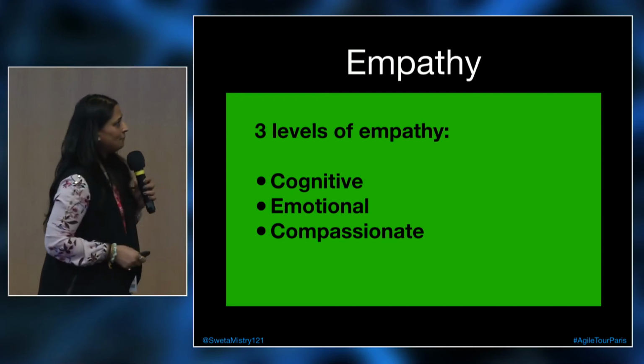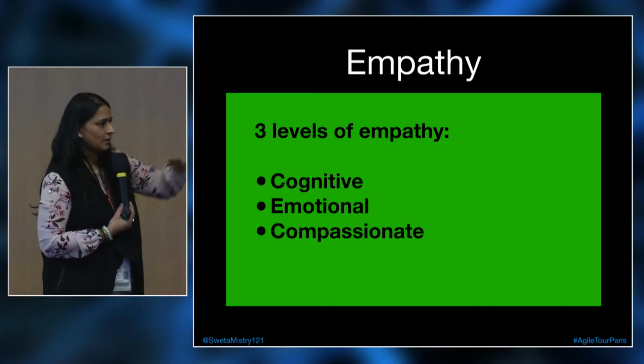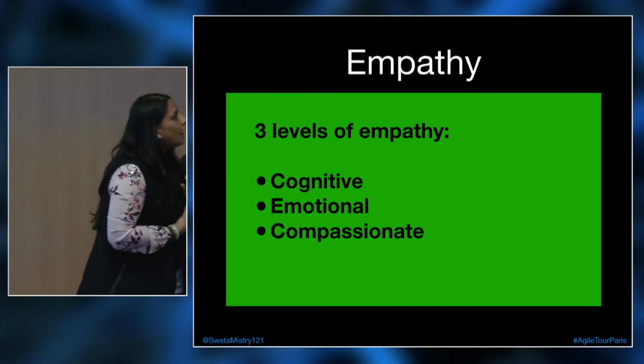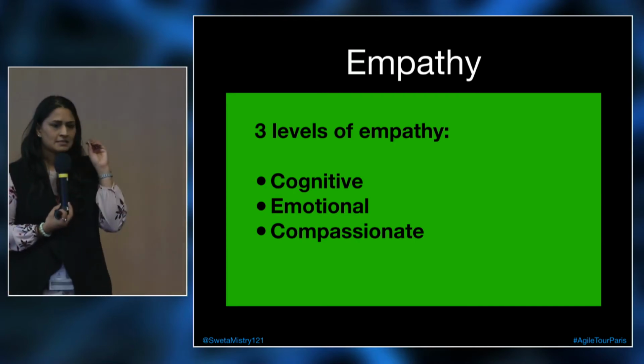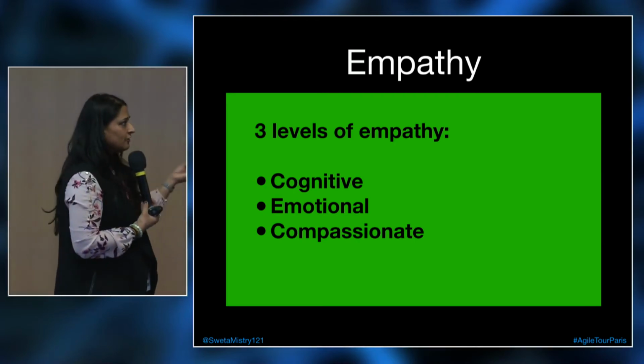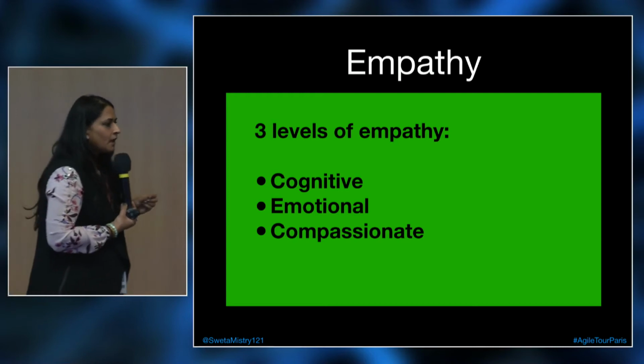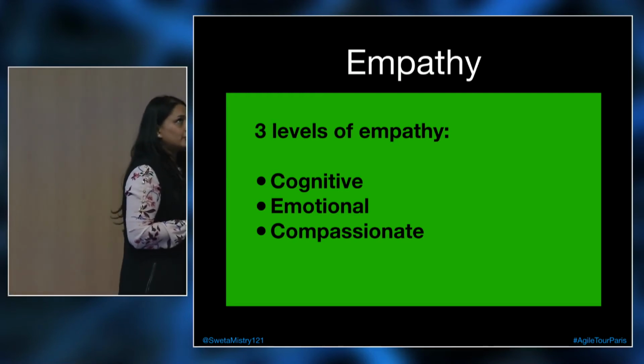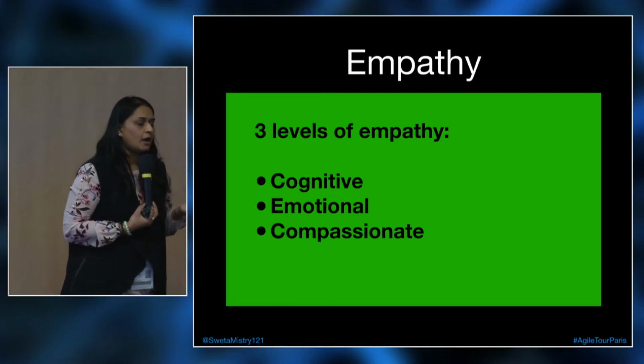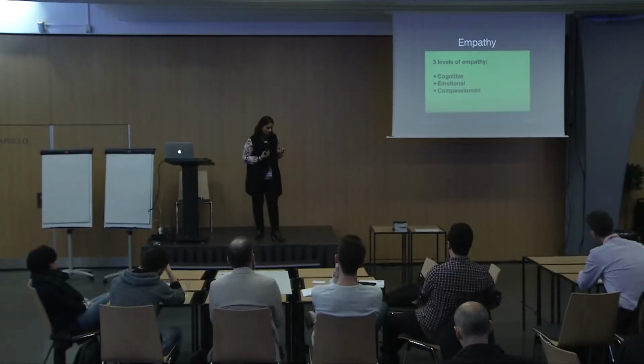Okay, empathy. This was one of the subheadings of EQ. You can think of empathy as three levels: cognitive, emotional, and compassionate. Now, when we're using cognitive empathy, think about a situation, let's say when you go to see the doctor.